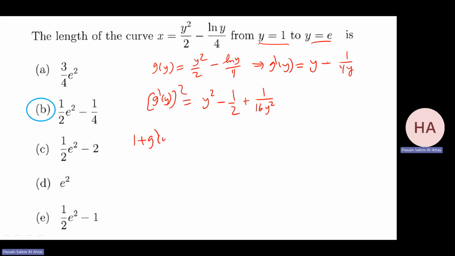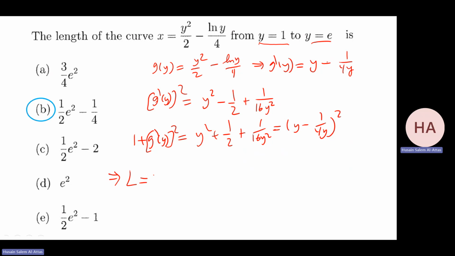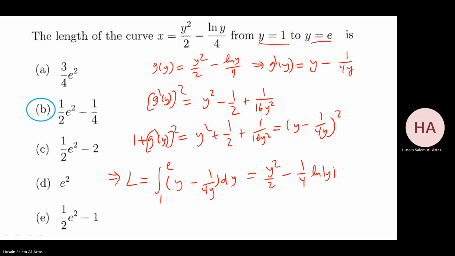Now 1 plus g prime of y all squared, that gives me what? The same thing with plus half. So this is y plus 1 over 4y all squared. I think we did this trick many times. So my L will be the integral from 1 to e of y plus 1 over 4y. The square root will kill the square. So I have y square over 2 plus 1 over 4 ln of y from where to where? From 1 to e. That gives me e square over 2 plus 1 over 4, minus half.